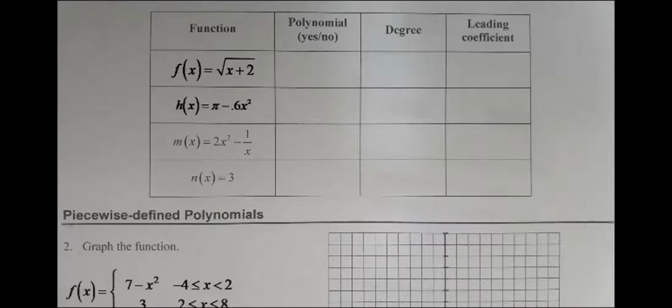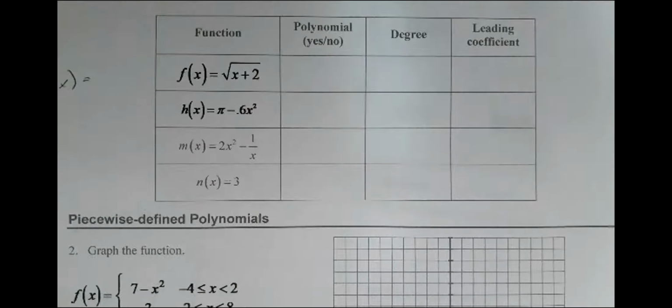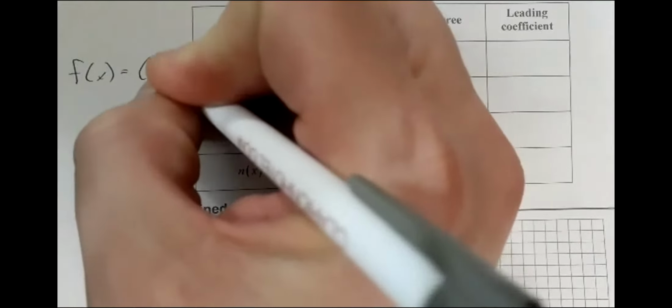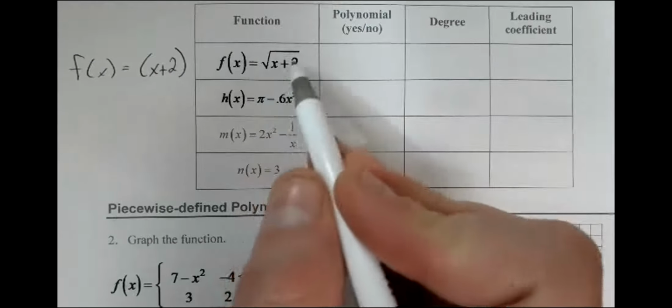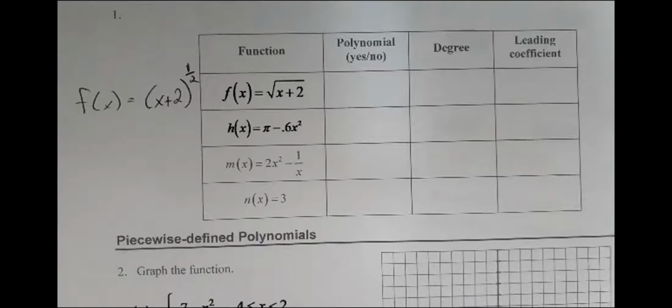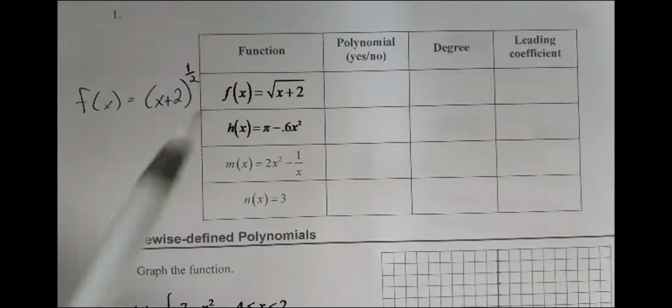So if we're looking at this, this looks like the square root of x plus 2. We've talked a little bit about this, but if I wanted to rewrite this with exponents instead of a radical, how could I do that? x plus 2. And when I do a square root, it's like a 1/2 power. And if I write this as a 1/2 power, I want to know if this is a polynomial or not.